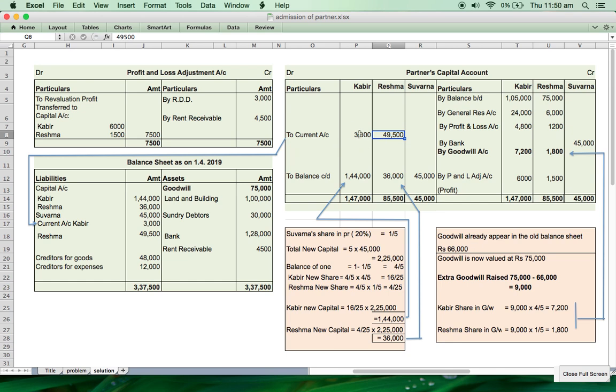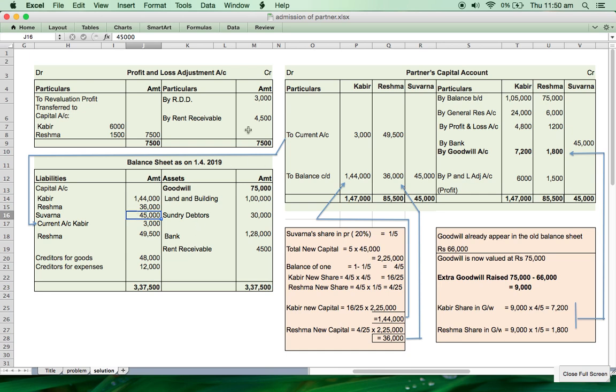Now this difference is the balancing figure that would be transferred to current account, and this current account balance we are going to show in the new balance sheet liability side. So current account Kabir 3,000 and Reshma 49,500. Similarly, we are going to transfer the closing balance of capital account in the new balance sheet. So capital account Kabir 1,44,000, Reshma 36,000 and Suvarna 45,000.